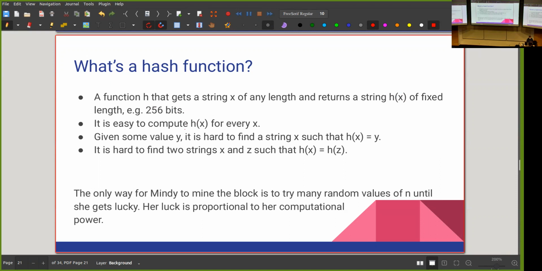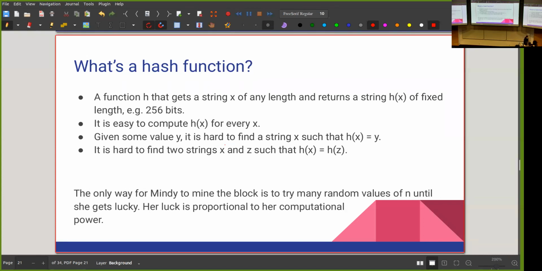And what properties do I want this function to have? Well, I want it to be easy to compute the hash. So if I give you some string, some x, it would be easy to compute h of x. And by that, I mean you can compute it in, let's say, linear time. The other property is that it should be hard to invert the hash function. So if I give you some value y, it's hard to find some x such that the hash of x becomes the desired value y. And finally, I want it to be collision resistant, which means that it should be hard to find two different strings that have the same hash.